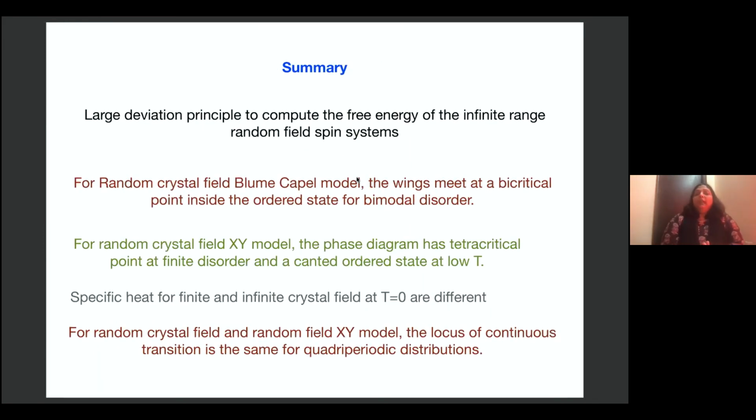With that, I just show you this summary slide. We have been using large deviation principle to calculate the free energy of infinite range random field spin systems. And for the models that I presented today, we find the phase diagram in the space of 3 fields for the Blume-Capel model, and we found the nature of the low temperature phases for the XY model, which are non-trivial when we have disorder. And also we found that there's a large range of distributions for which the nature of the phase diagram and actually the point of critical transition remains the same.